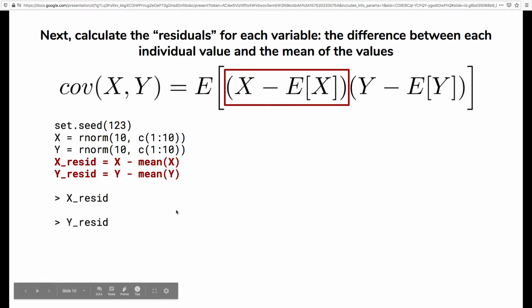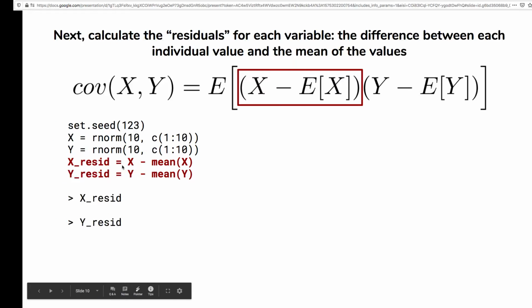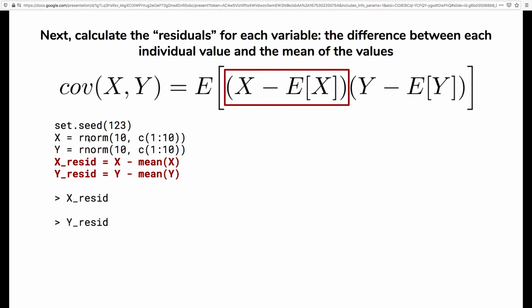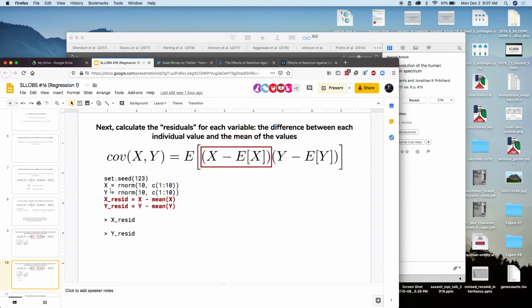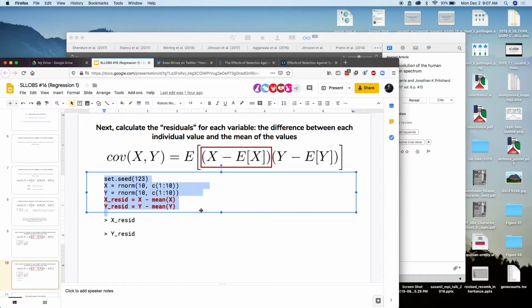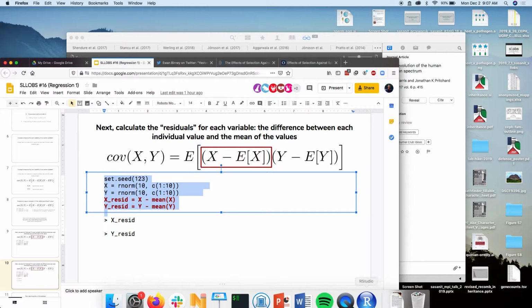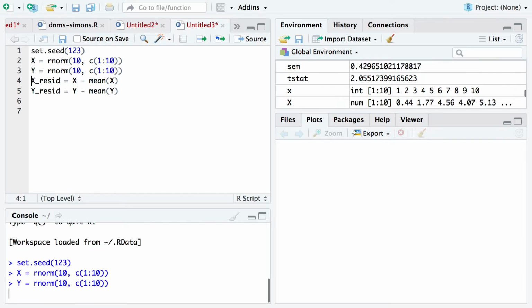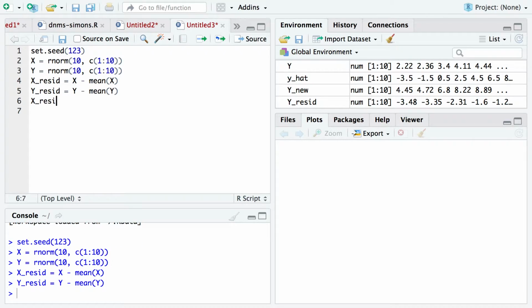Okay, so we can quickly go and see what this looks like in RStudio. Should probably copy and paste here. And you can do the same on your machine. And you can see what these look like.